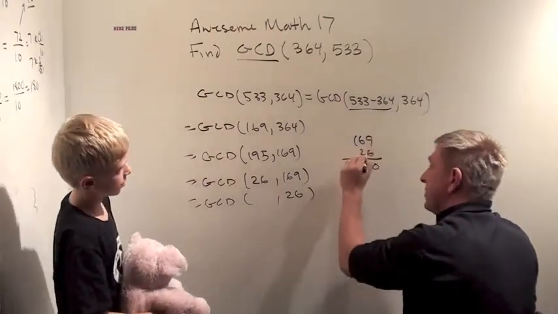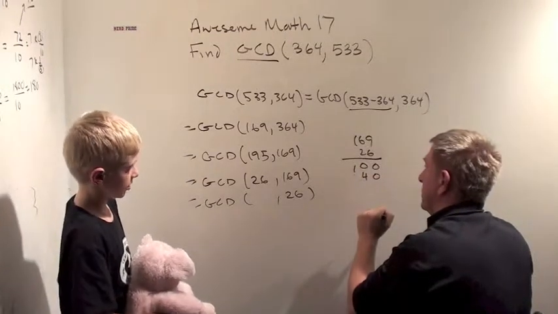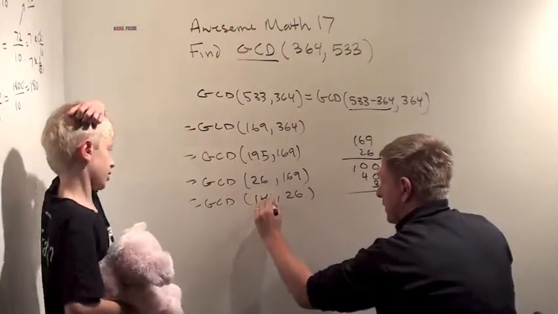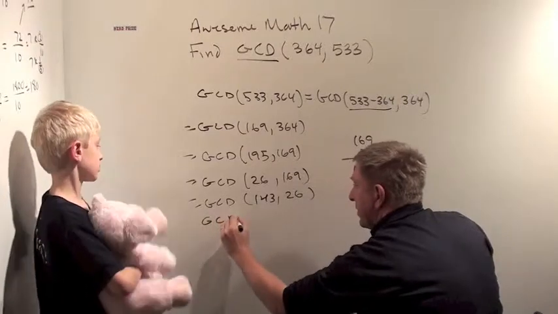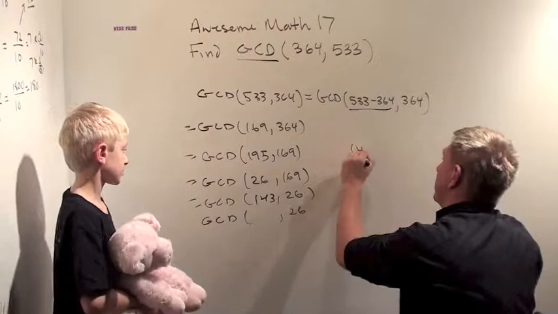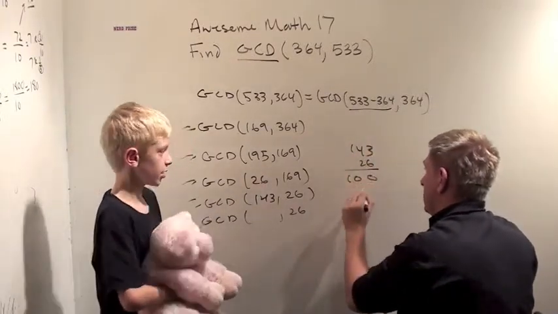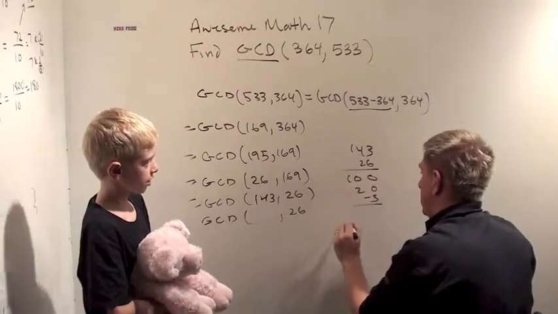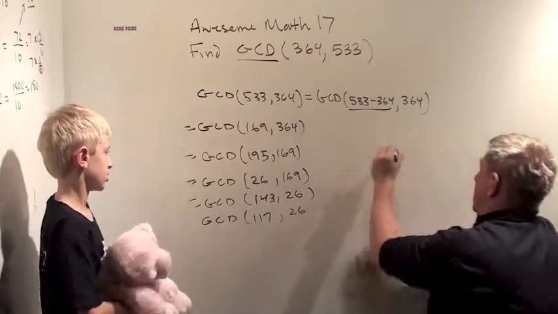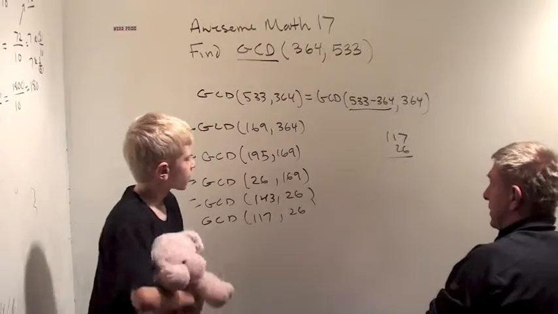100. What's 60 minus 20? Is 40. And then 9 minus 6 is 3. So 143. Okay. And this is the same as now I do 143 minus 26 again and 26. 143 minus 26, 120 and minus 3, so 117, 117, 26.